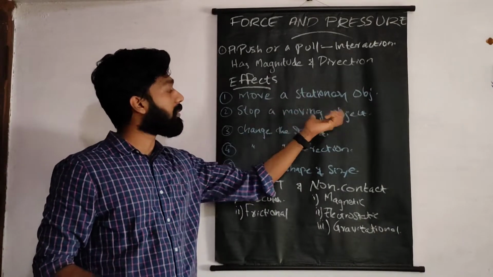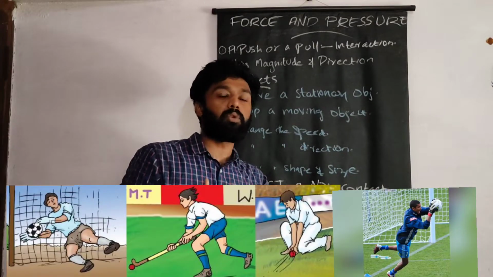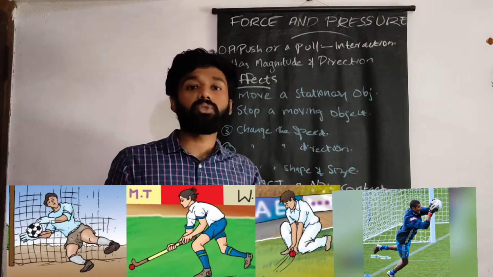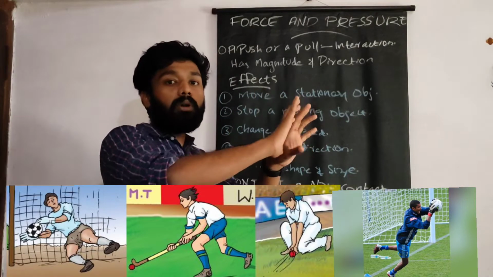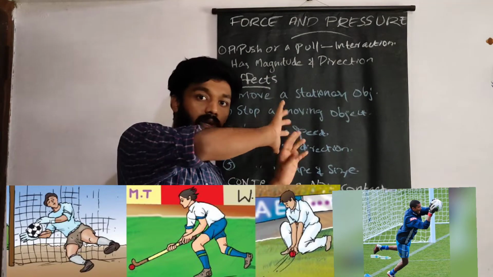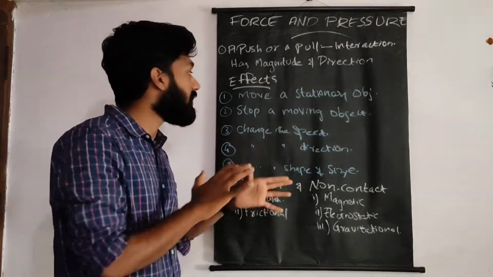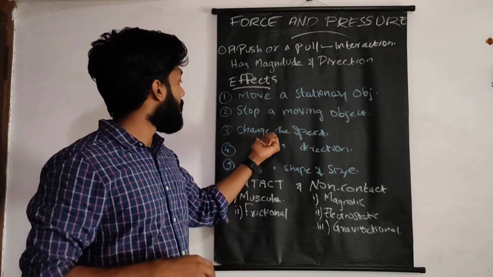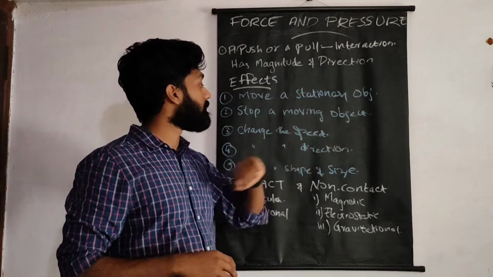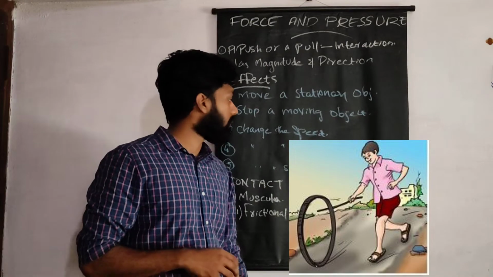It can also stop a moving object. For example, what does a goalie in football do? He stops the ball which is coming to him. By the action of force, he is stopping a moving object. Then, it can change the speed. What is changing the speed?